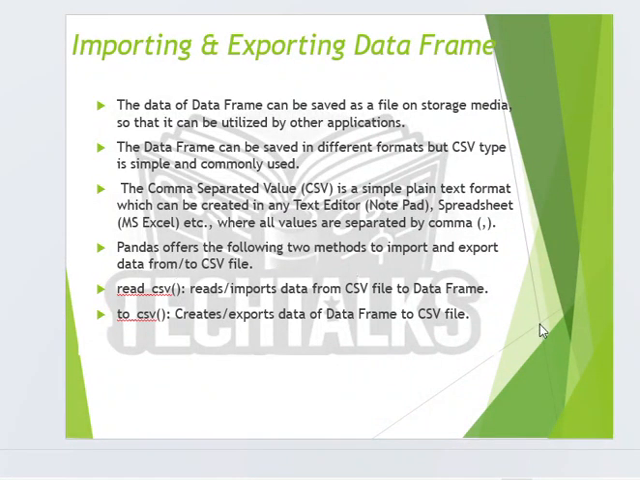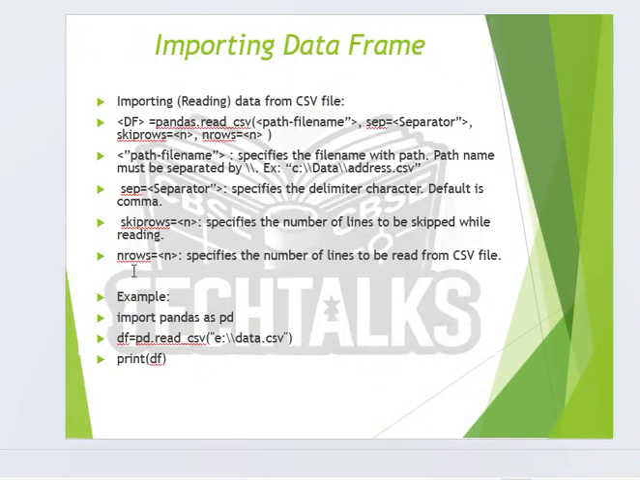Pandas offers the following two methods: read_csv, for reading or importing data from a CSV file, and to_csv, to export a data file. So let's do this one. The syntax is: import pandas as pd, then df = pd.read_csv, and the complete path of the file.